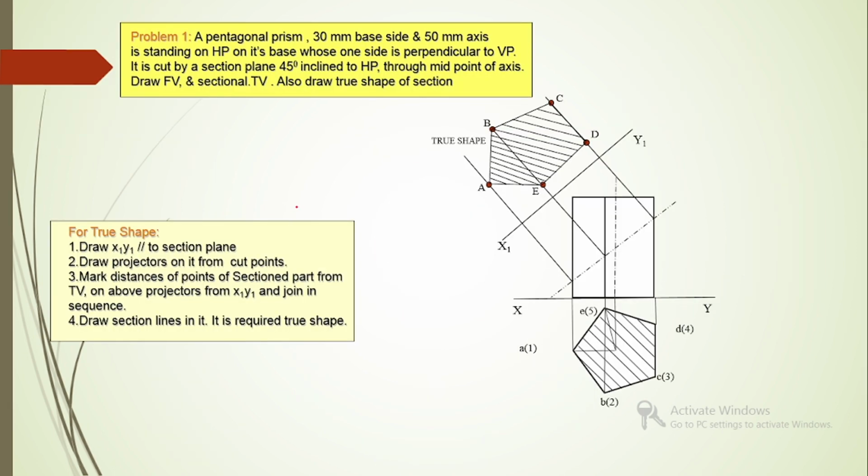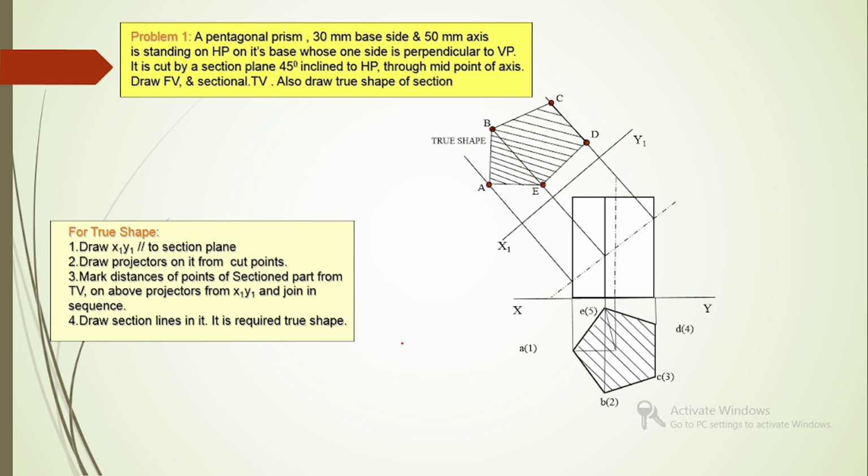Here is the first problem. A pentagonal prism, 30 mm base side and 50 mm axis, is standing on HP on its base, whose one side is perpendicular to VP. It is cut by a section plane 45 degree inclined to HP through the midpoint of the axis. Draw the front view and sectional top view.